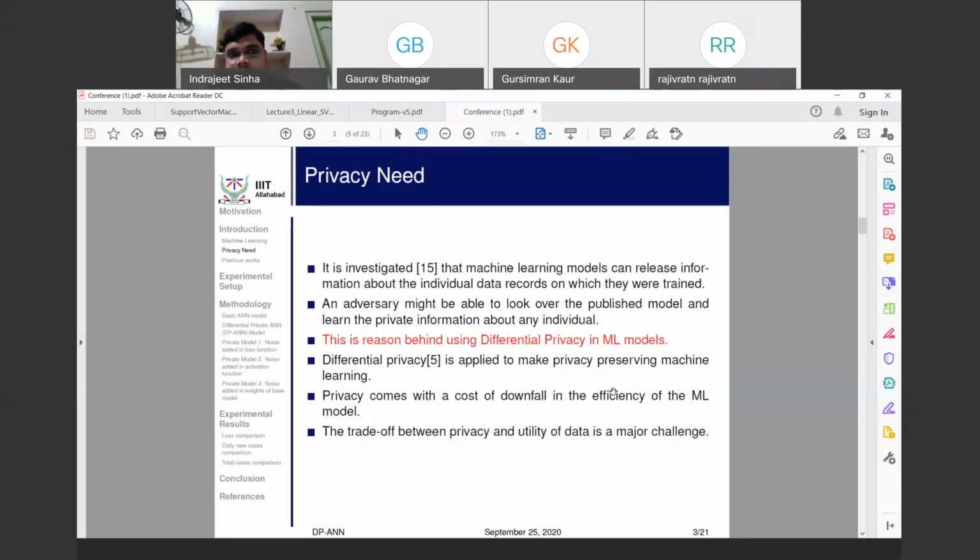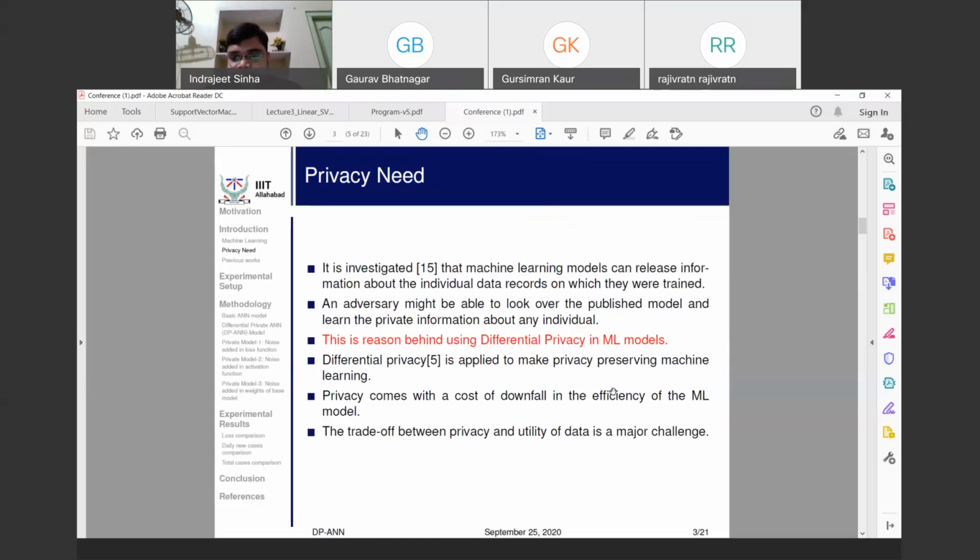As I said earlier, different attacks have happened on machine learning models. These attacks are shown in cited paper 15, which shows how attacks are performed and what the consequences can be. An adversary might be able to look over the published model and learn private information about any individual. Because different attacks can be performed on machine learning, we are using the differential privacy notion in our machine learning models to make our model private.